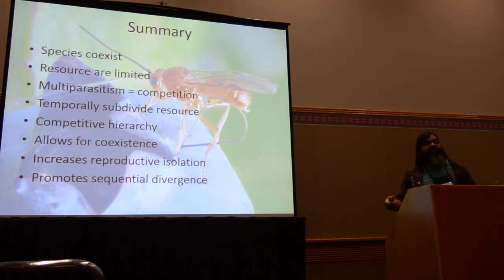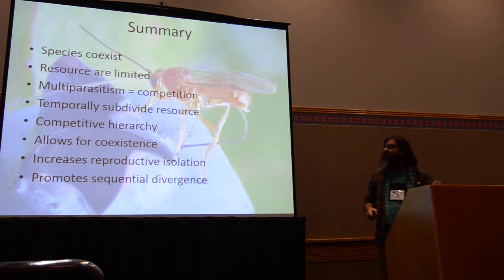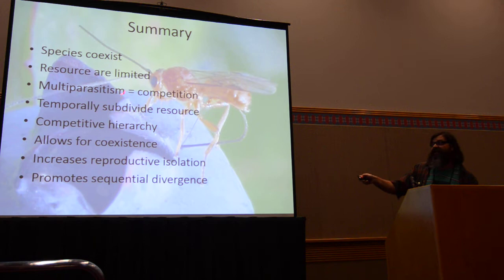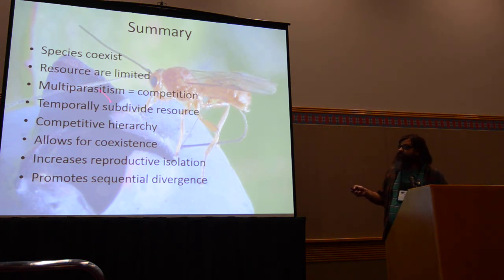So what did we find? We found that species stably coexist across space and time. It appears that their resources are limited. This is a critical component of competition. We now know that there's multi-parasitism. Multiple species of wasps can begin development in the same fly. Therefore, they're competing for this limited resource. And it seems that at multiple stages in their life cycle, they're temporally subdividing this resource. And there's this competitive hierarchy as they're competing, with one species being much more dominant than the other two. And it's this temporal subdivision of these resources that allows for these populations to stably coexist.